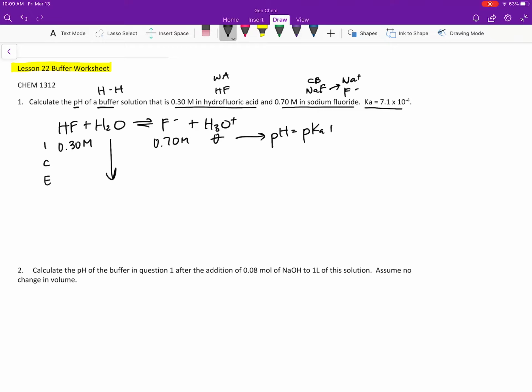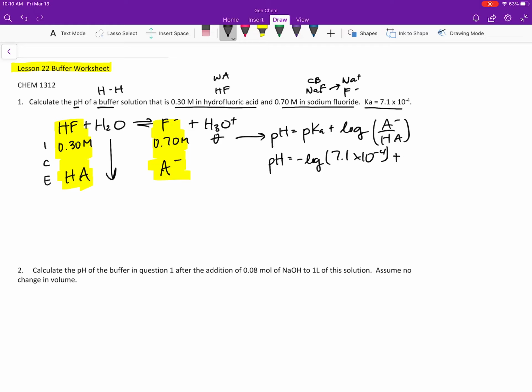and so I'm going to use these values to plug in to my Henderson-Hasselbalch, which is the pH is equal to the pKa plus the log of A minus over HA, where fluoride is my A minus, hydrofluoric acid is my HA, and I have my Ka value. Remember, in these problems, the reason why we don't have to use the ice table is because the minus x and the plus x are going to be negligible, so we get to assume that they go away.